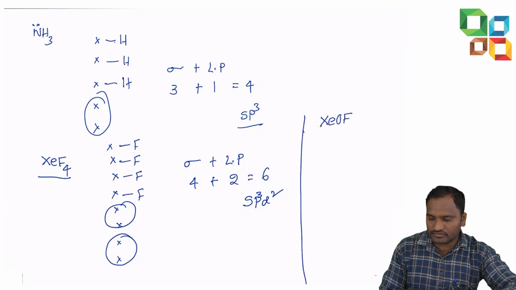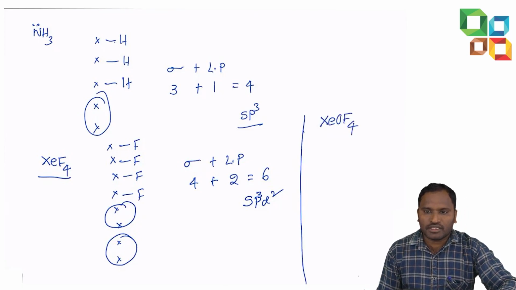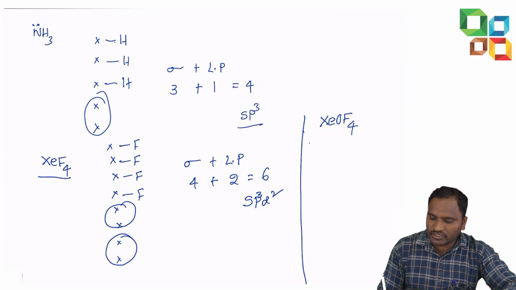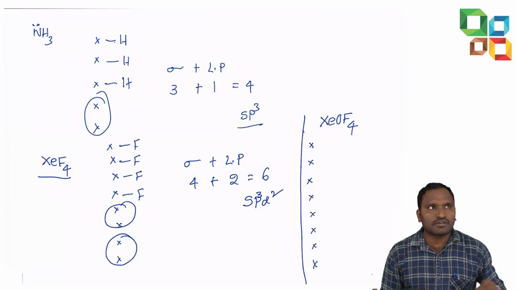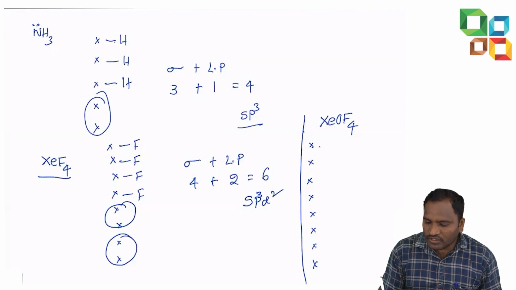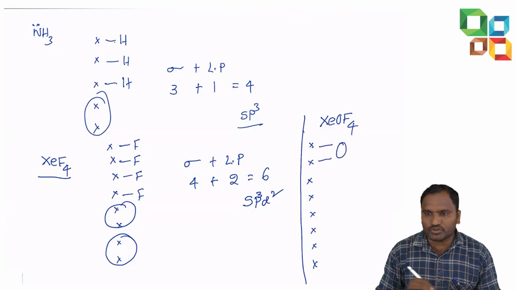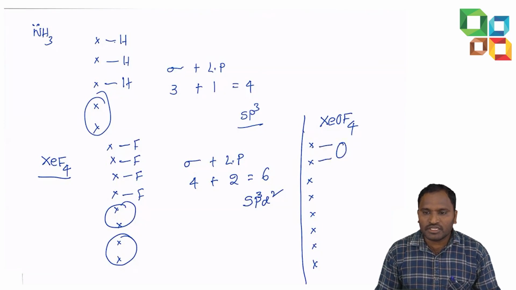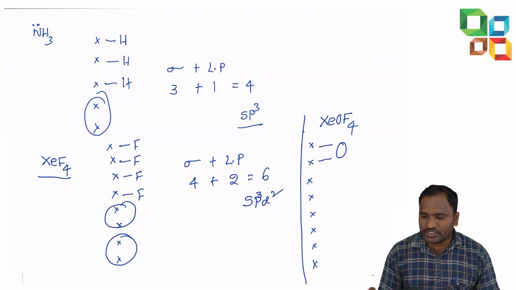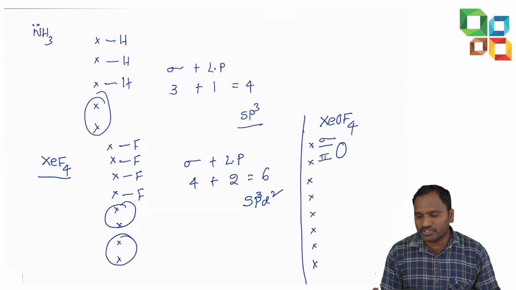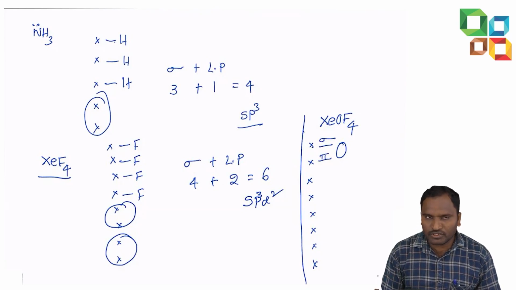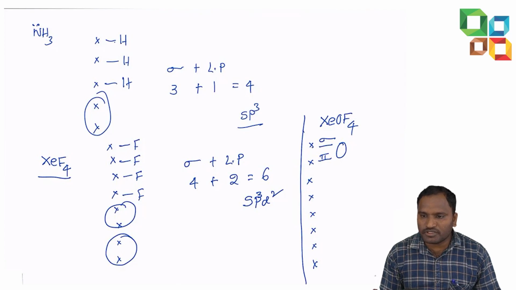XeOF4. Same number of valence electrons you have to take. 4, 5, 6, 7, 8. Here, one oxygen can form 2 bonds with 2 electrons. Observe, students. Since the valency of oxygen is 2, it can form 2 bonds. In that, one must be a sigma bond, and the second bond is a pi bond. If one particular atom forms multiple bonds, only one will be the sigma bond. The rest are pi bonds only.